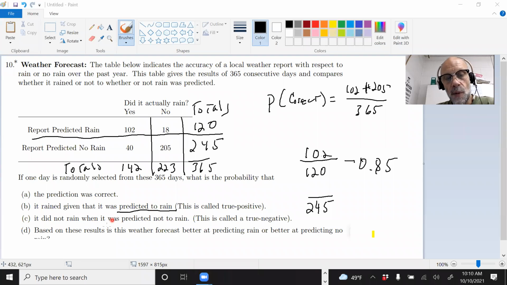So it did not rain when it was predicted not to rain. That's the group that we're looking at. So we're only concerned about these 245 days, and the 205 out of them. So 205 divided by 245. I didn't type that in right. 205 divided by 245. I'm getting about 0.836, so 0.84. So based on these results, does the weather forecast better predict rain or better predict no rain?